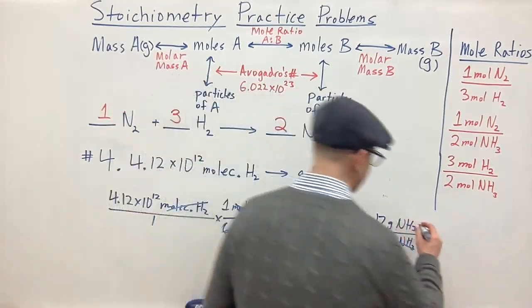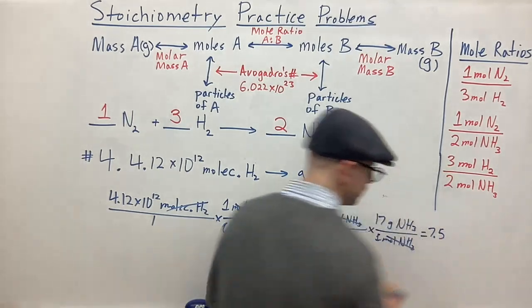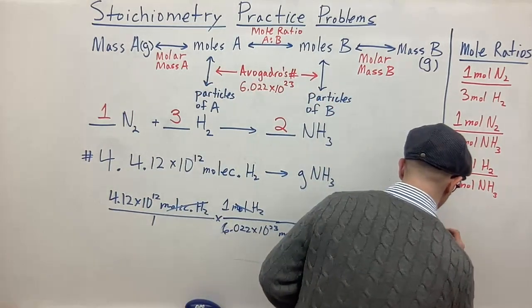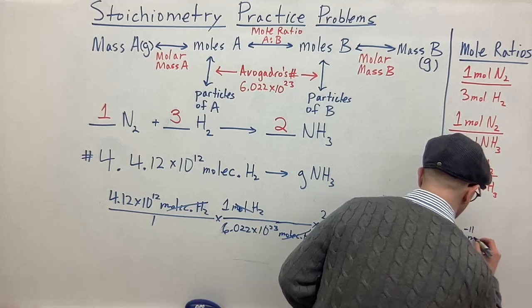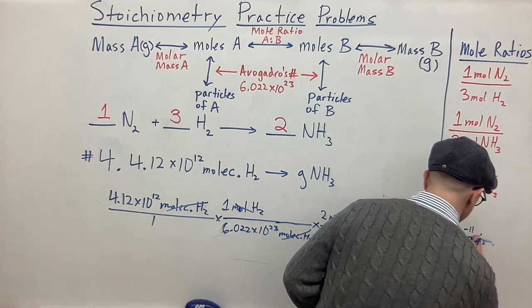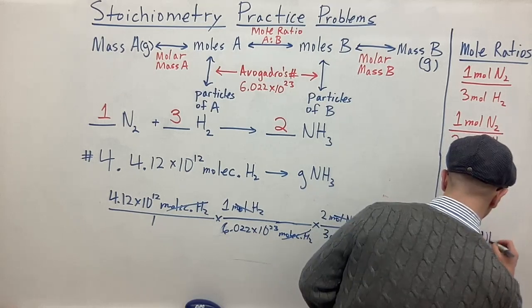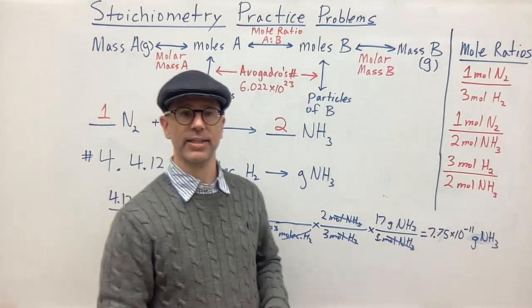Okay, and so the answer is 7.75 times 10 to the negative 11 grams of NH3. So yes, that is a small number. That is the correct answer.